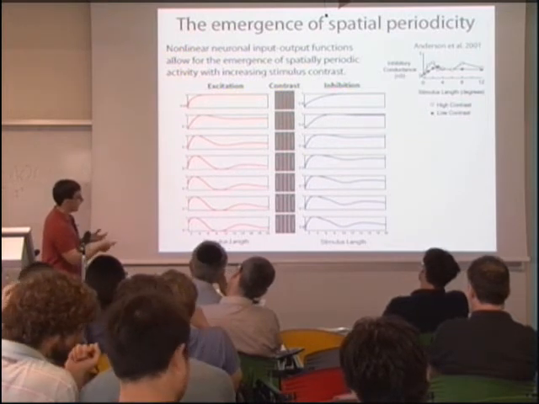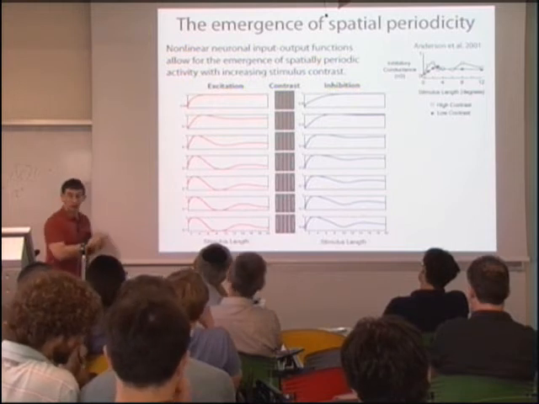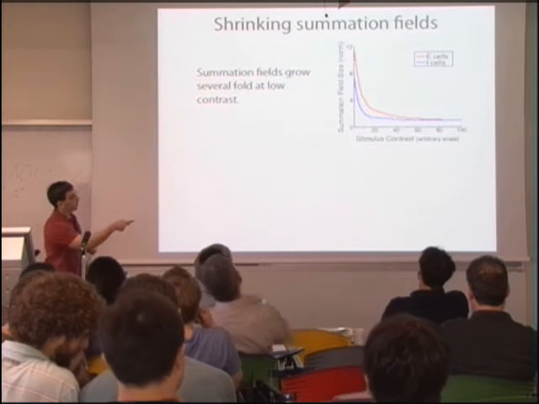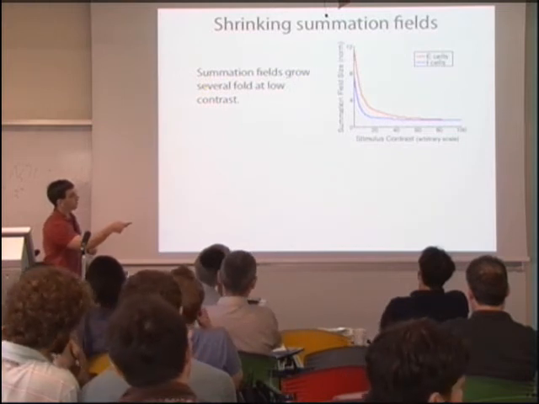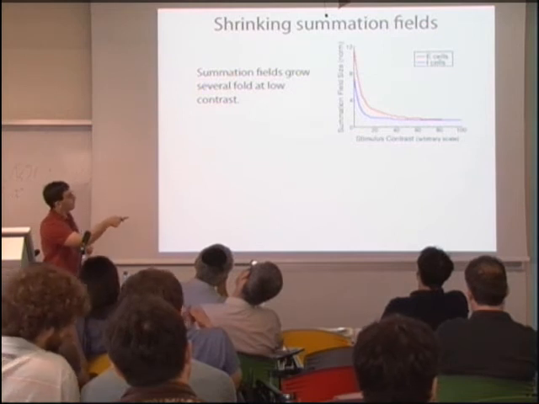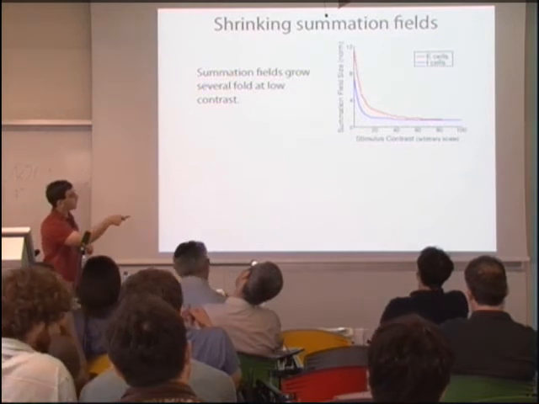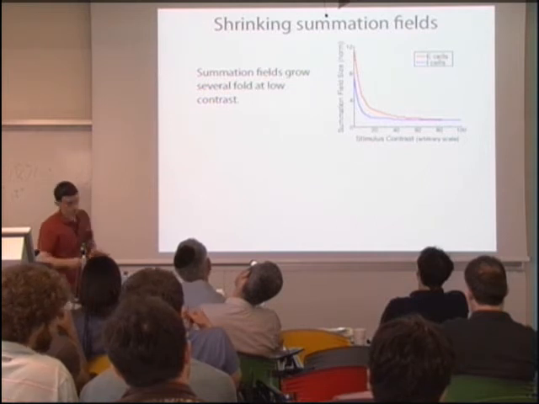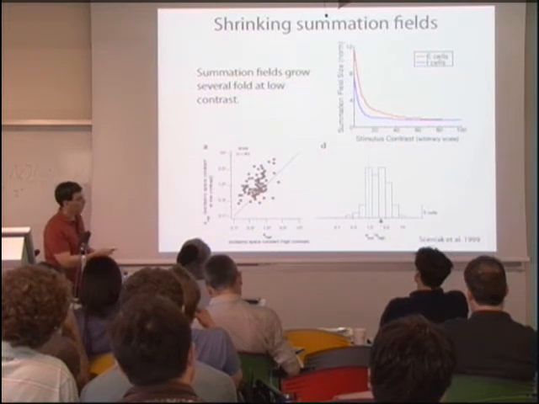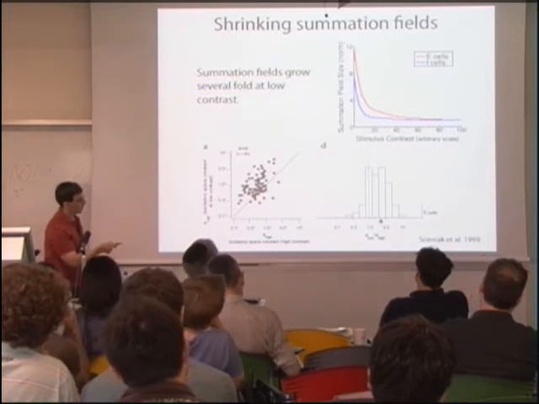So what we're seeing here is a shrinking of summation fields. So that's here. And so if we call the high contrast summation field 1, just to compare the data that's going to appear over here, you see that at low contrast, the summation fields get progressively larger and larger and larger and increase in a range that is well matched by experimental data.